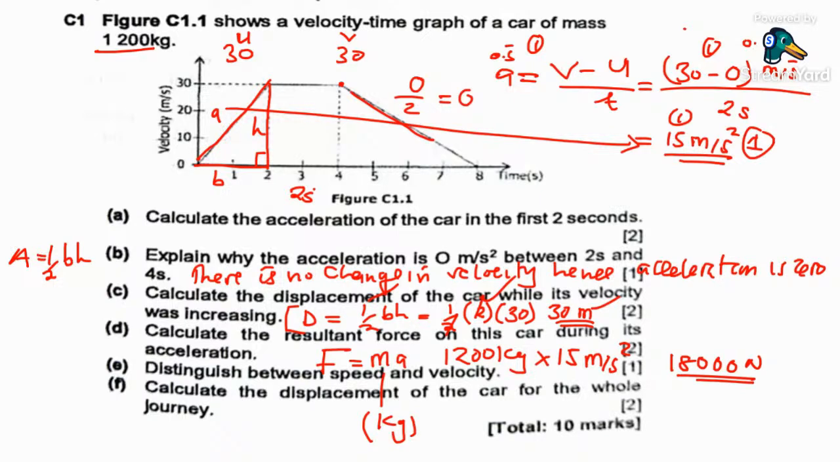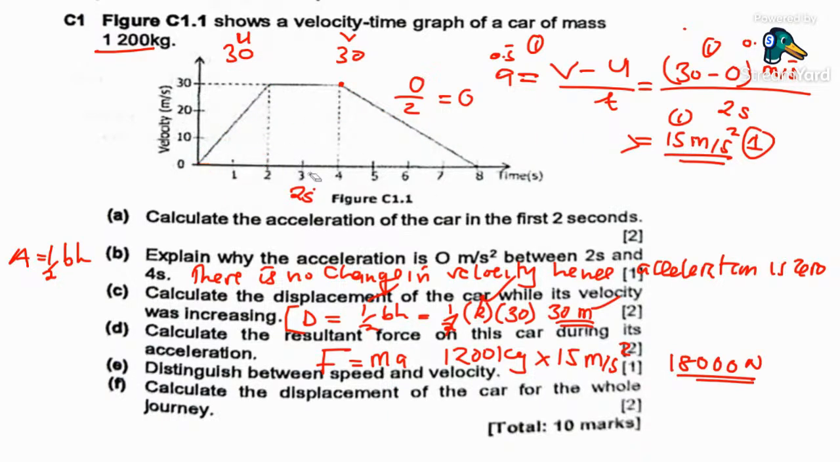But here you're just asked to distinguish, which means only one difference. So if you write any of the two that I've given out, then we are good to go. Then the other question, which is the last one, which is F: calculate the displacement of the car for the whole journey. So displacement is the distance for the whole journey.